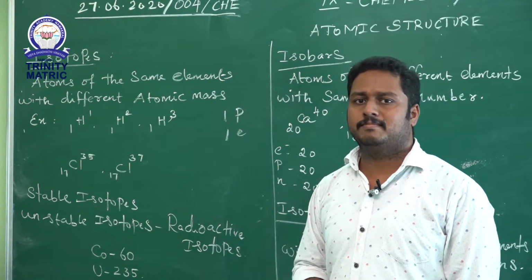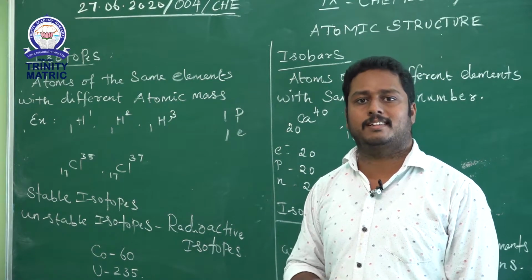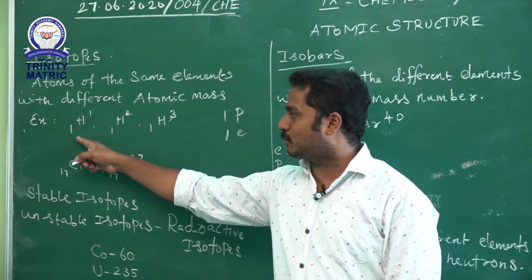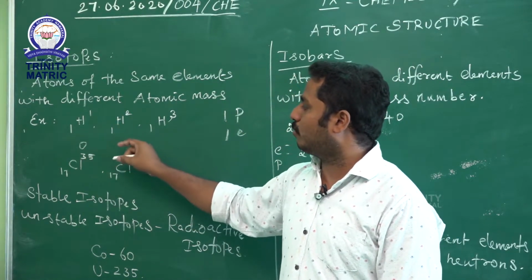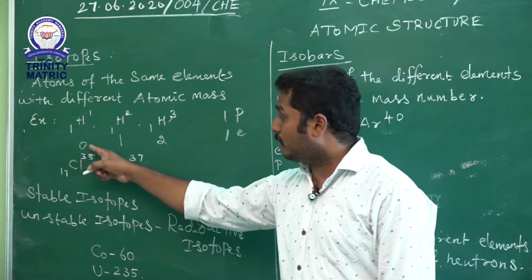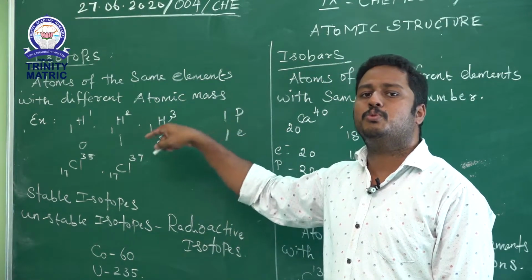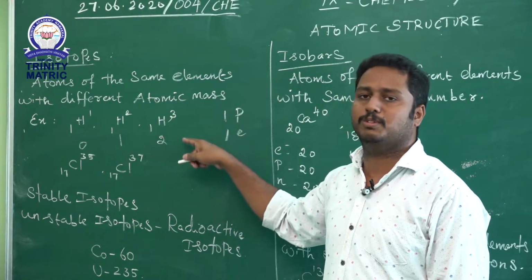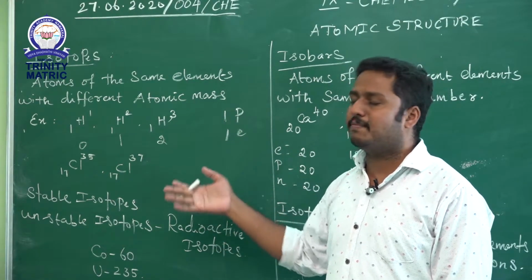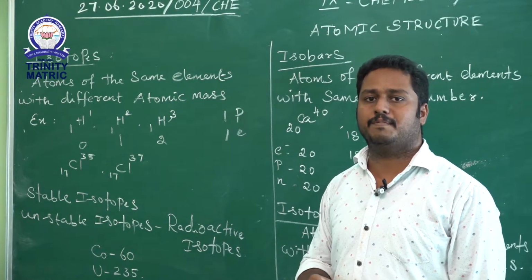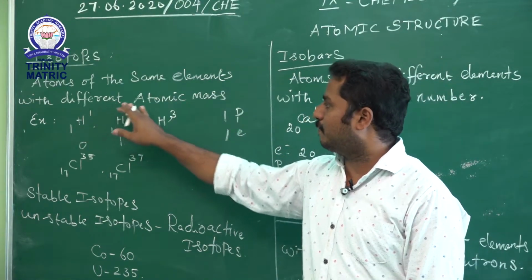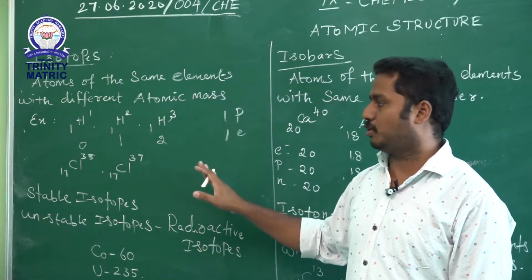What about the neutrons? How can you calculate the neutron number? Mass number minus atomic number. So 1 minus 1 is 0, 2 minus 1 is 1, and 3 minus 1 is 2. So 0, 1, 2 are the neutron numbers present in the respective isotopes. So the mass number differs because they have different numbers of neutrons. The atoms of the same element with different atomic mass are called isotopes.